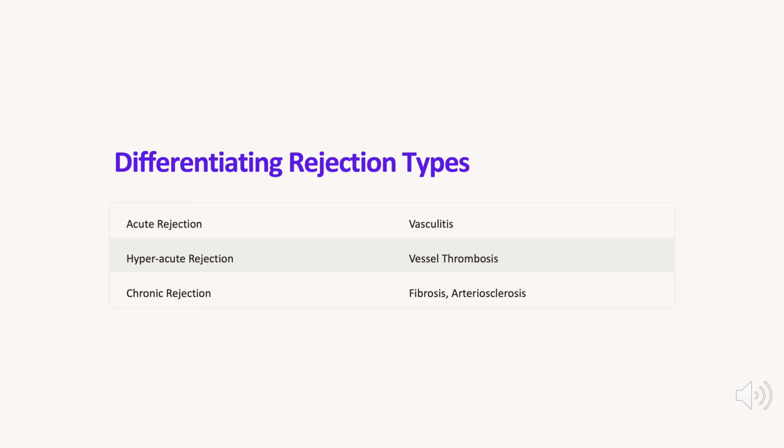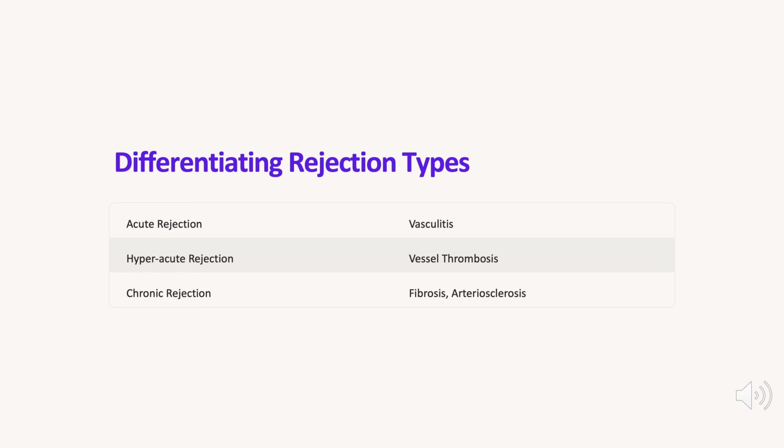2. Hyperacute rejection. Rapid and severe, hyperacute rejection is marked by vessel thrombosis, resulting in the sudden occlusion of blood vessels supplying the transplanted organ. This rapid thrombotic process compromises blood flow and can lead to immediate graft failure.